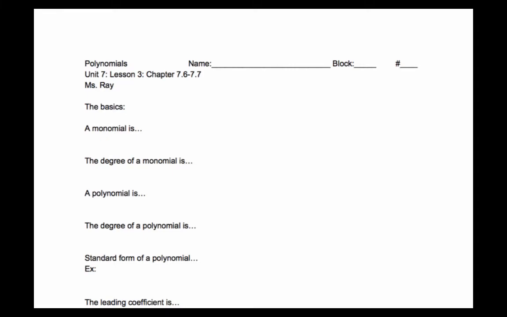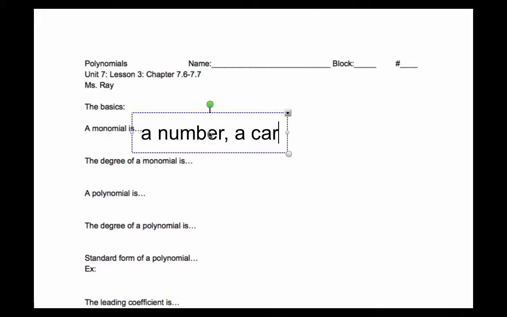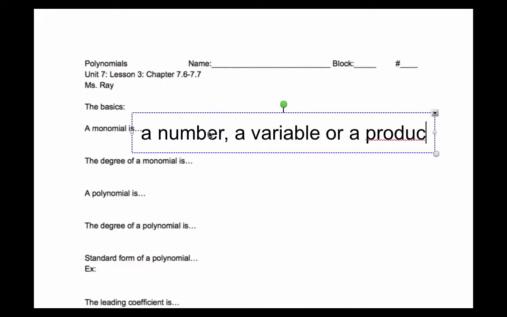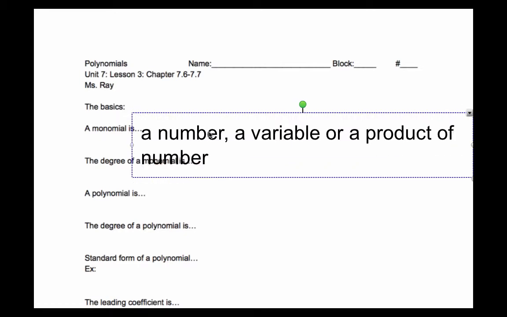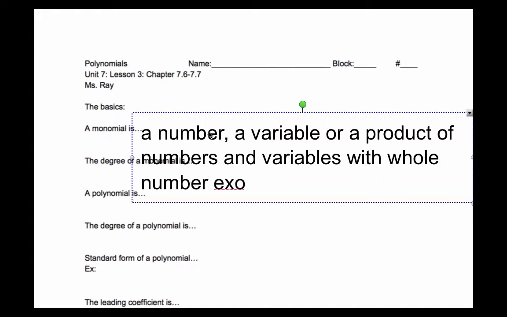Right, here we are in Unit 7, Lesson 3. This is covered in the book in chapters 7.6 and 7.7. So the first thing we're going to do is cover some basic definitions. The first one is a monomial. A monomial is a number, a variable, or a product of numbers and variables with whole number exponents.